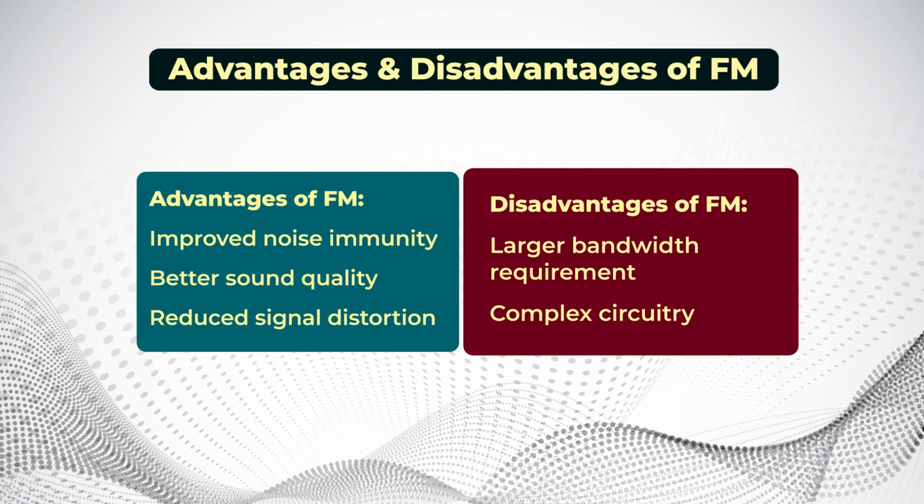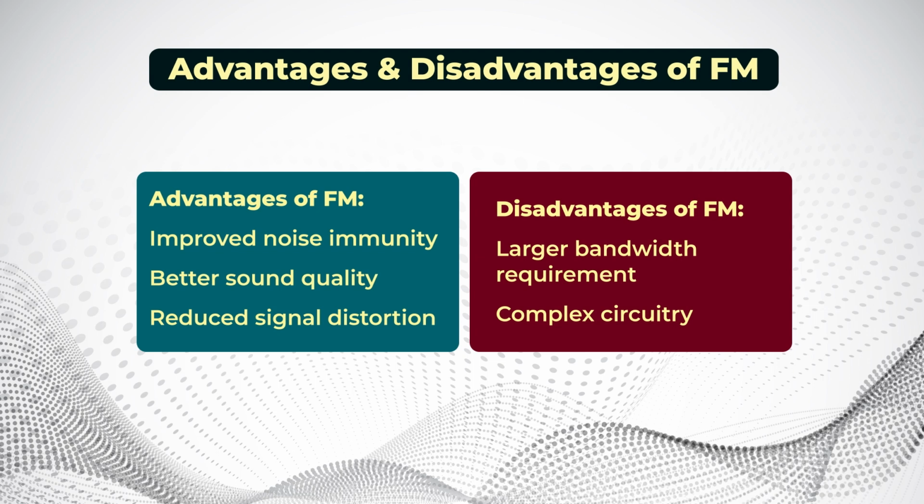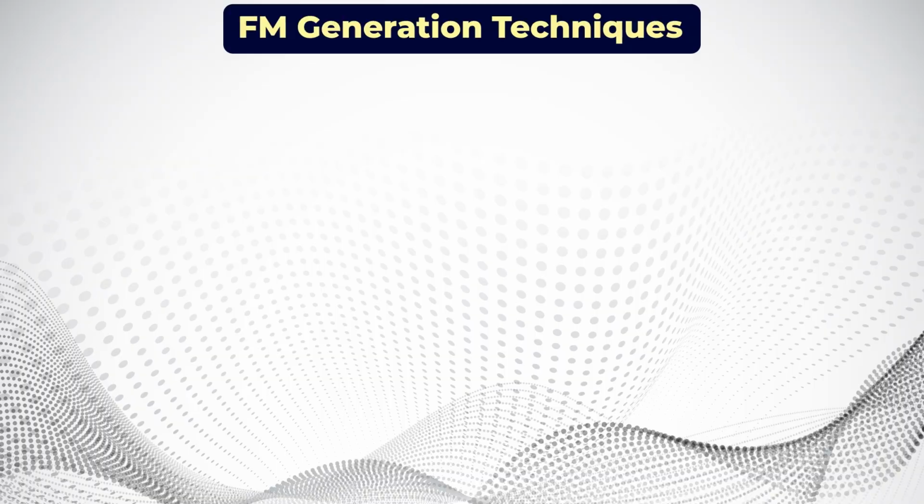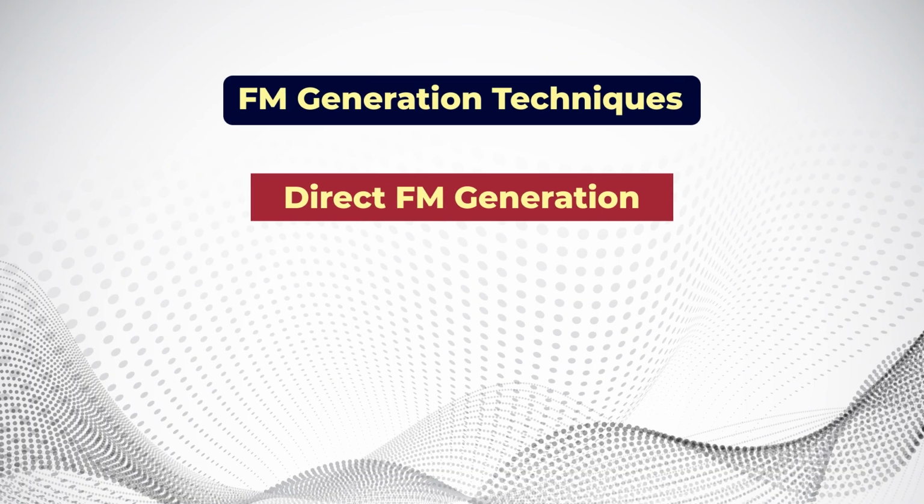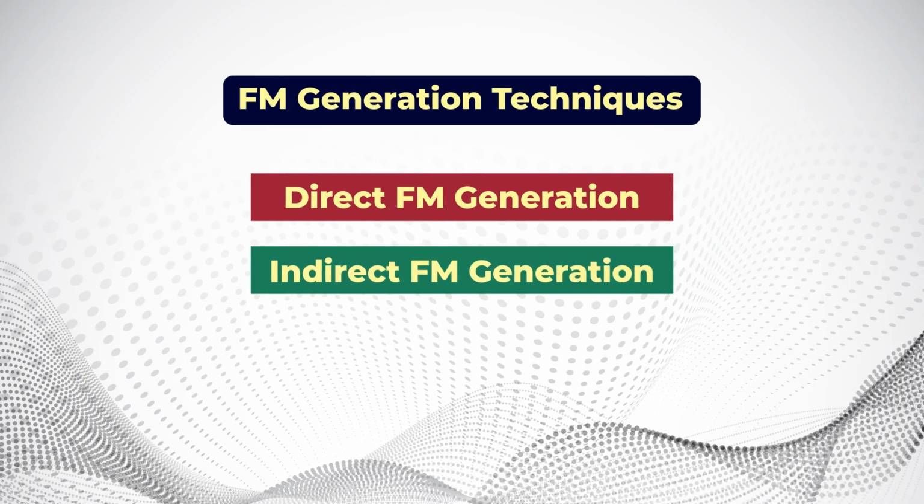Now, the disadvantages are larger bandwidth. FM requires more bandwidth than AM, which can be a limitation in spectrum constrained environments. Complex circuitry. FM systems are generally more complex and expensive to design and implement. Now, let us discuss the FM generation techniques. Generating an FM signal can be done through several methods.